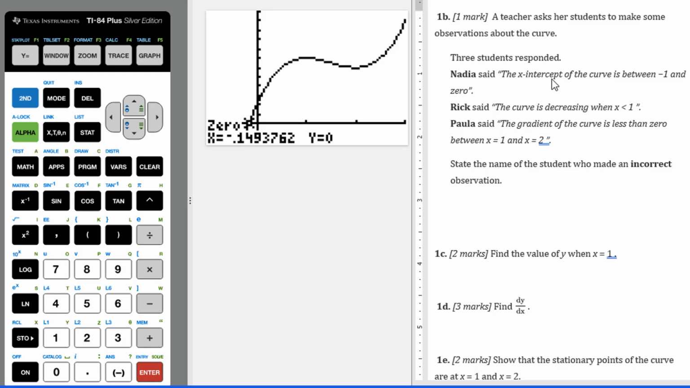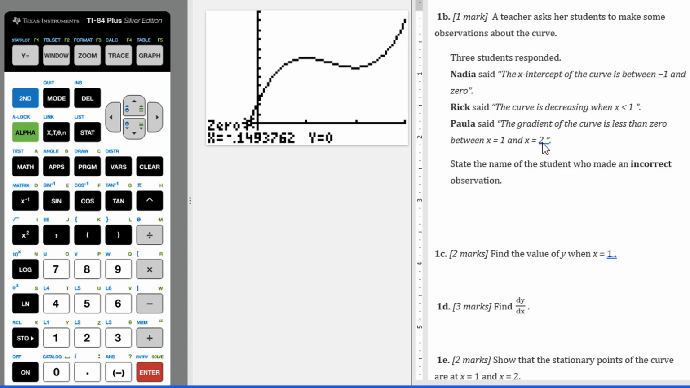Lydia said the x-intercept of the curve is between -1 and 0. Yes, this is true because we got the zero is -0.149. Rick said the curve is decreasing when x is less than 1. Here is x equal to 1. You could say the graph is increasing, not decreasing. So Rick is wrong.